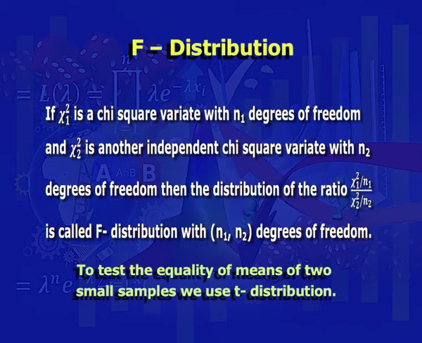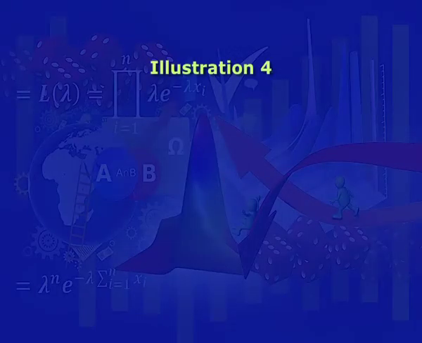To test the equality of means of two small samples, we use t distribution. In applying t distribution, it is assumed that the populations from which samples are drawn have equal variances. Hence, before applying t test, it is necessary to test equality of population variances. For that, F distribution is used. Consider the following illustration for the application of F distribution. Let us see illustration 4.